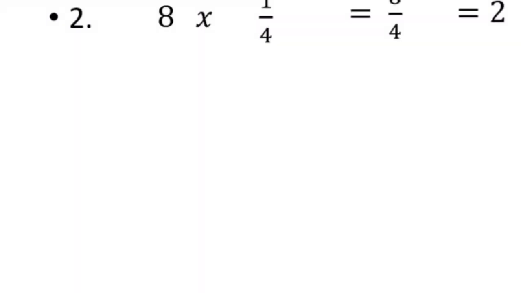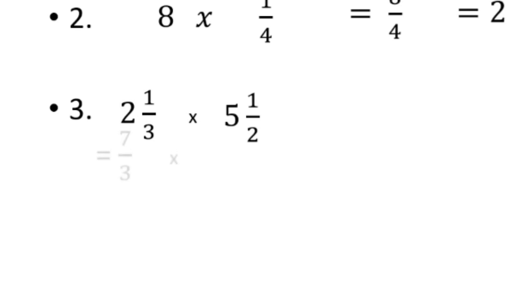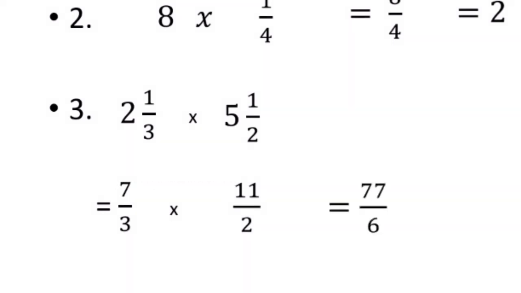Example number 3. 2 and 1/3 times 5 and 1/2. So, kapag meron tayong mixed fractions, we need to change it first into improper fraction. So, 2 and 1/3 is equal to 7 over 3. 5 and 1/2 is equal to 11 over 2. Then, proceed to the first step. 7 times 11 is 77. 3 times 2 is 6. And then, 77 over 6 when changed to mixed fraction is equal to 12 and 5 over 6.